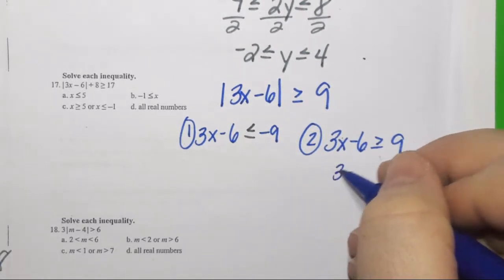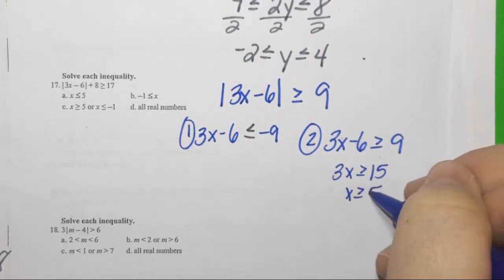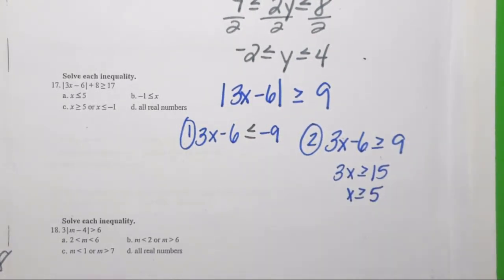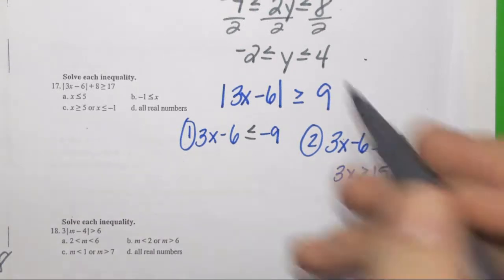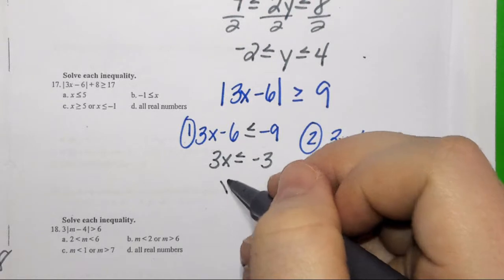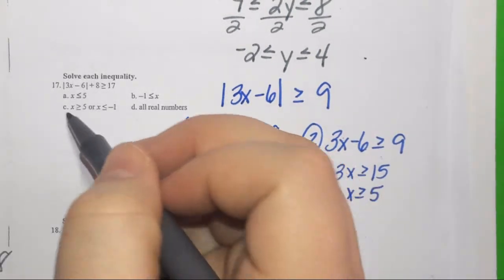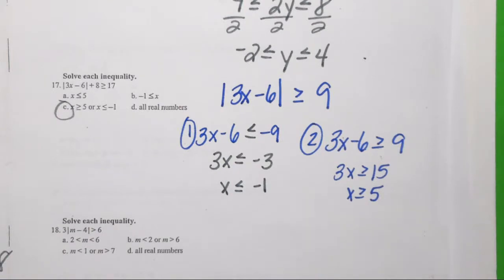When I solve, I'll have 3x is greater than or equal to 15. So x is greater than or equal to 5. With this one, I'll have 3x is less than or equal to -3. So x is less than or equal to -1. So Daniel is right. The answer is C.